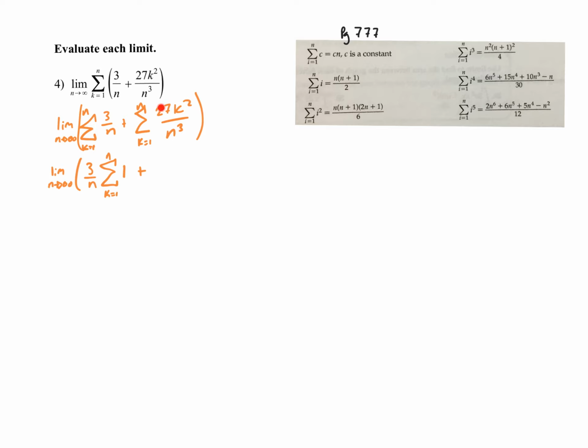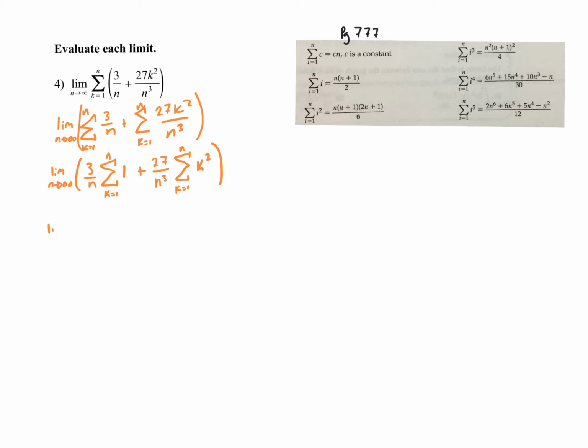Plus, now I'm looking at this one. Notice this is the only part that has a k in it. This part does not, so I'm going to factor this part outside. So this is equal to 27 over n cubed times the summation of k equals 1 up to n of k squared. Now we can use some of these. I can change this using this one, and I can change this part right here using this one.